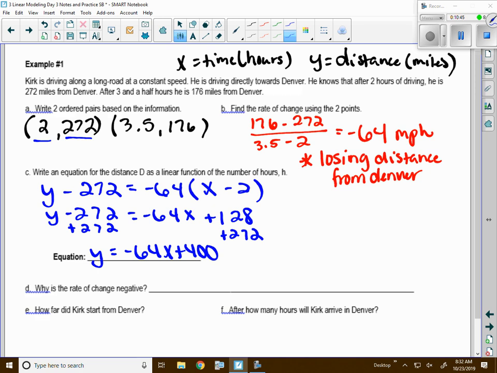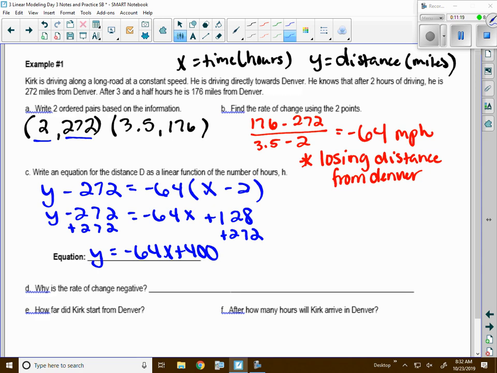So we talked the last couple days about the y-intercept being like the starting value or the initial value. So in terms of initial value, what does 400 mean for Kirk? Yeah, he has 400 miles for his whole trip. So when he first starts, before he even starts driving, his trip is 400 miles. So he's traveling to Denver. So wherever he's starting from, he's going towards Denver.